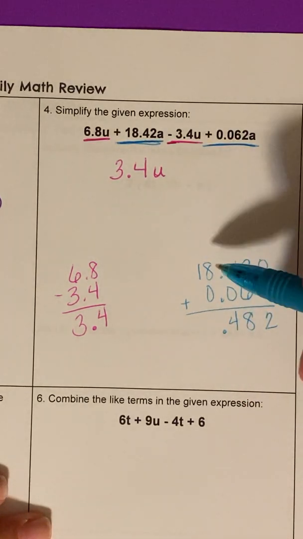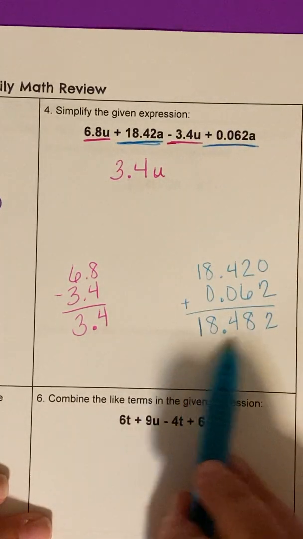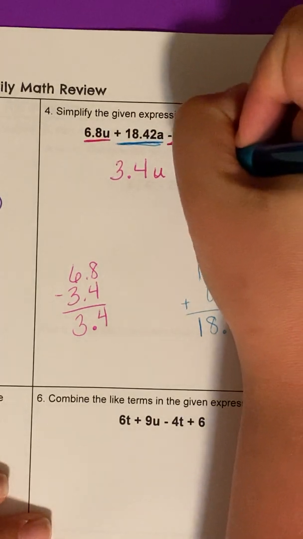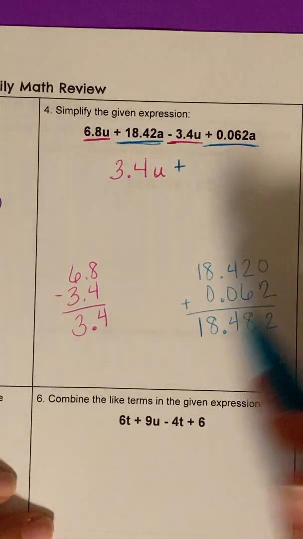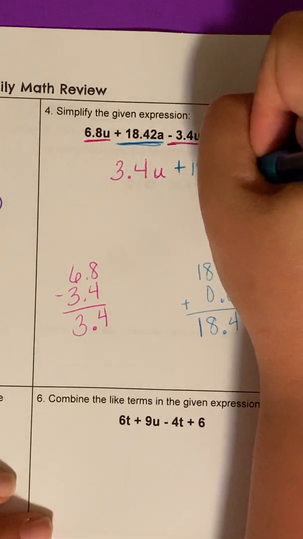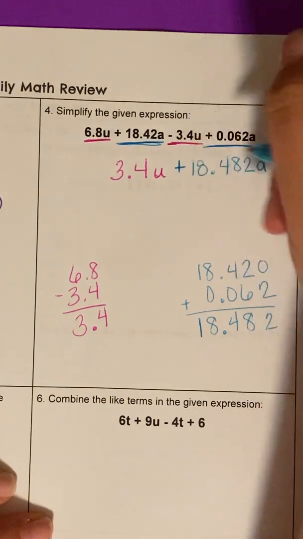Drop that decimal. 8 and 1. So this is a positive because we added and it's not negative, so it's going to stay positive. So stay plus 18.482. Keep that a with it.